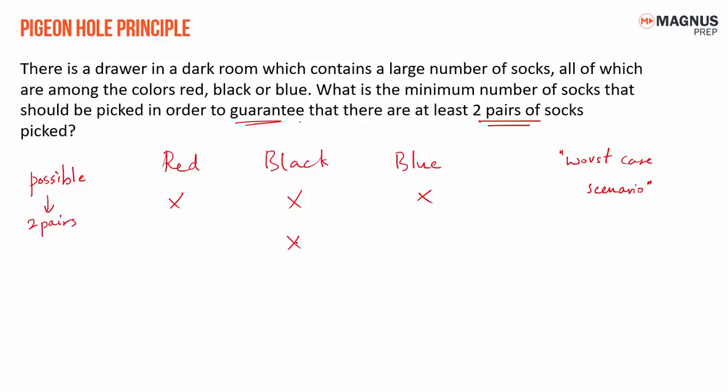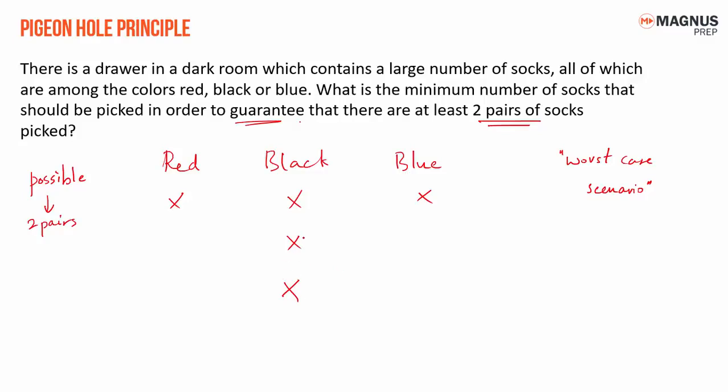So at this point, think about what happens next. If you pick a red sock, then you are meeting this condition. If you pick a blue sock, also you're meeting this condition where you have at least two pairs of socks. So isn't it inevitable that when you pick five socks, it is guaranteed that you have two pairs of socks? Actually, that would be wrong. You still have an option where you pick a black sock, isn't it? Right? The worst case scenario is still not met.